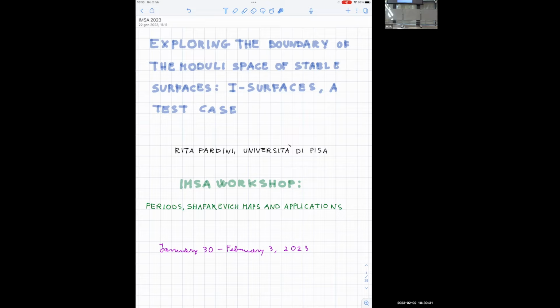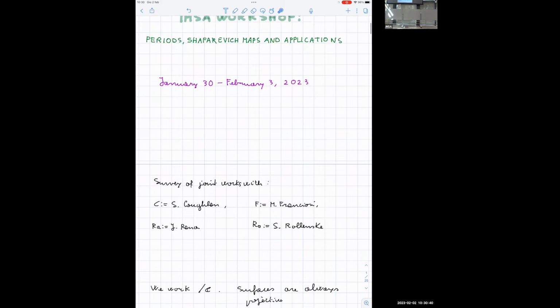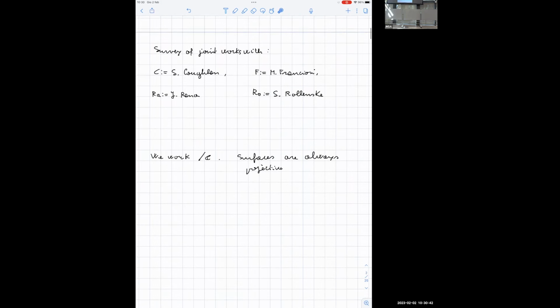I'm enjoying the conference in Florida very much. It's my first time. And I'm going to talk about joint work in different combinations with different people. So I even have abbreviations. So we have Stephen Coughlan, Franciosi, Rana, and Rollenske. And all the talk will be about complex varieties, and when I talk about surfaces, I mean projective surfaces.